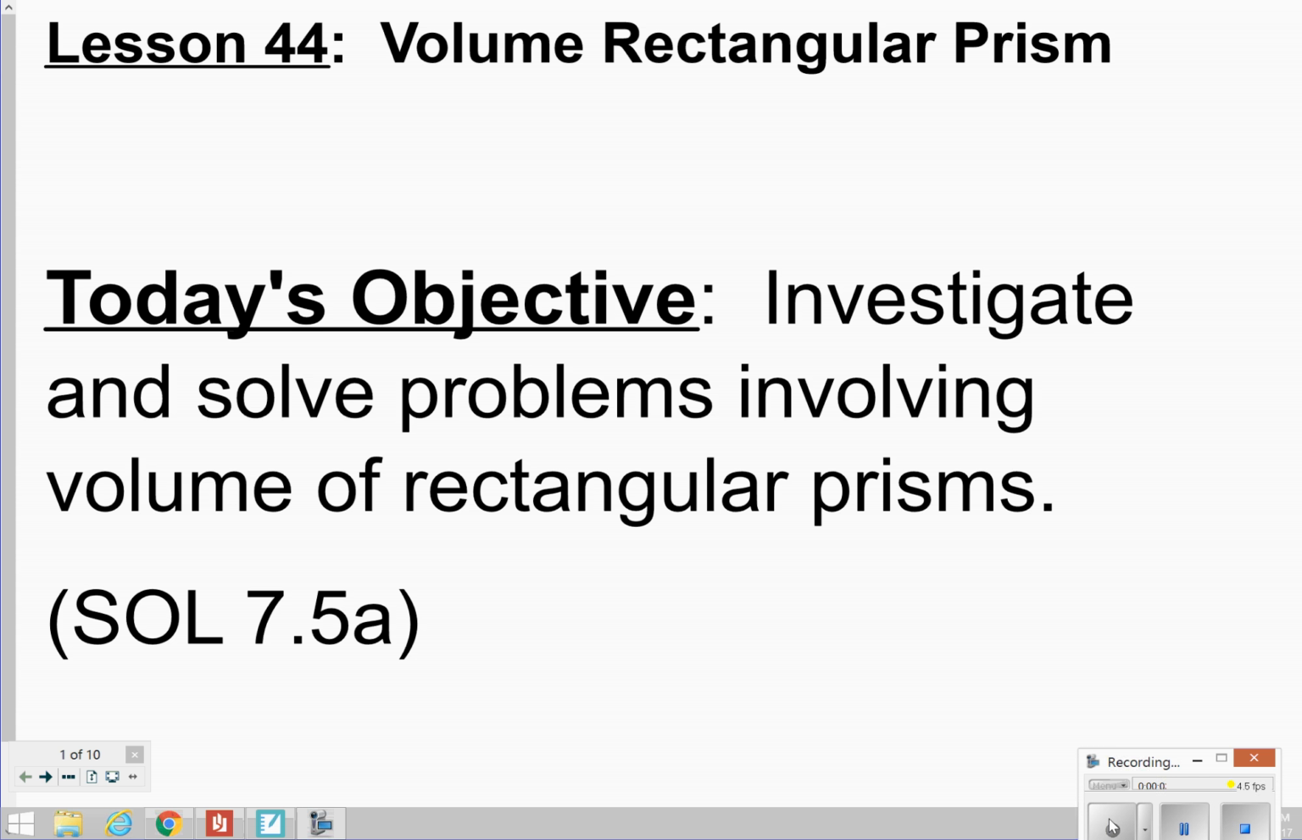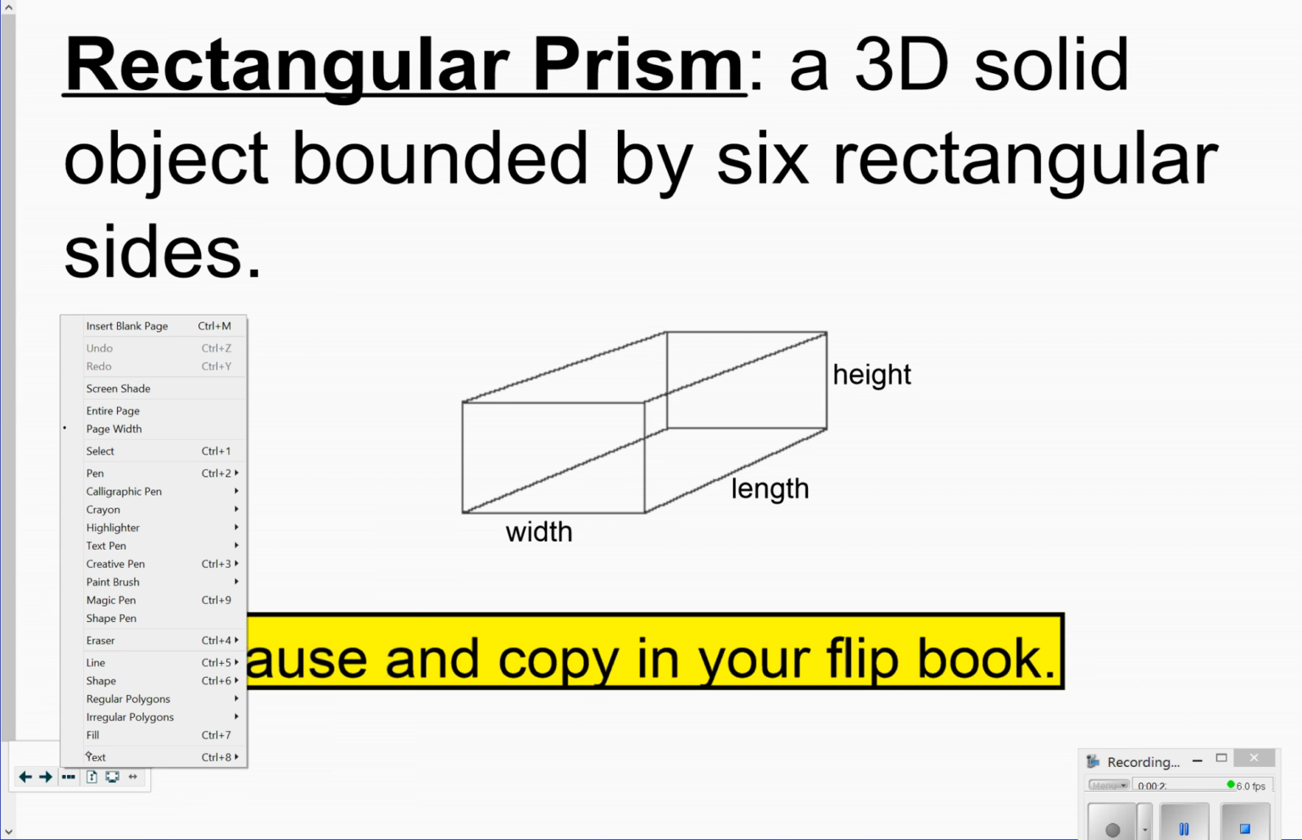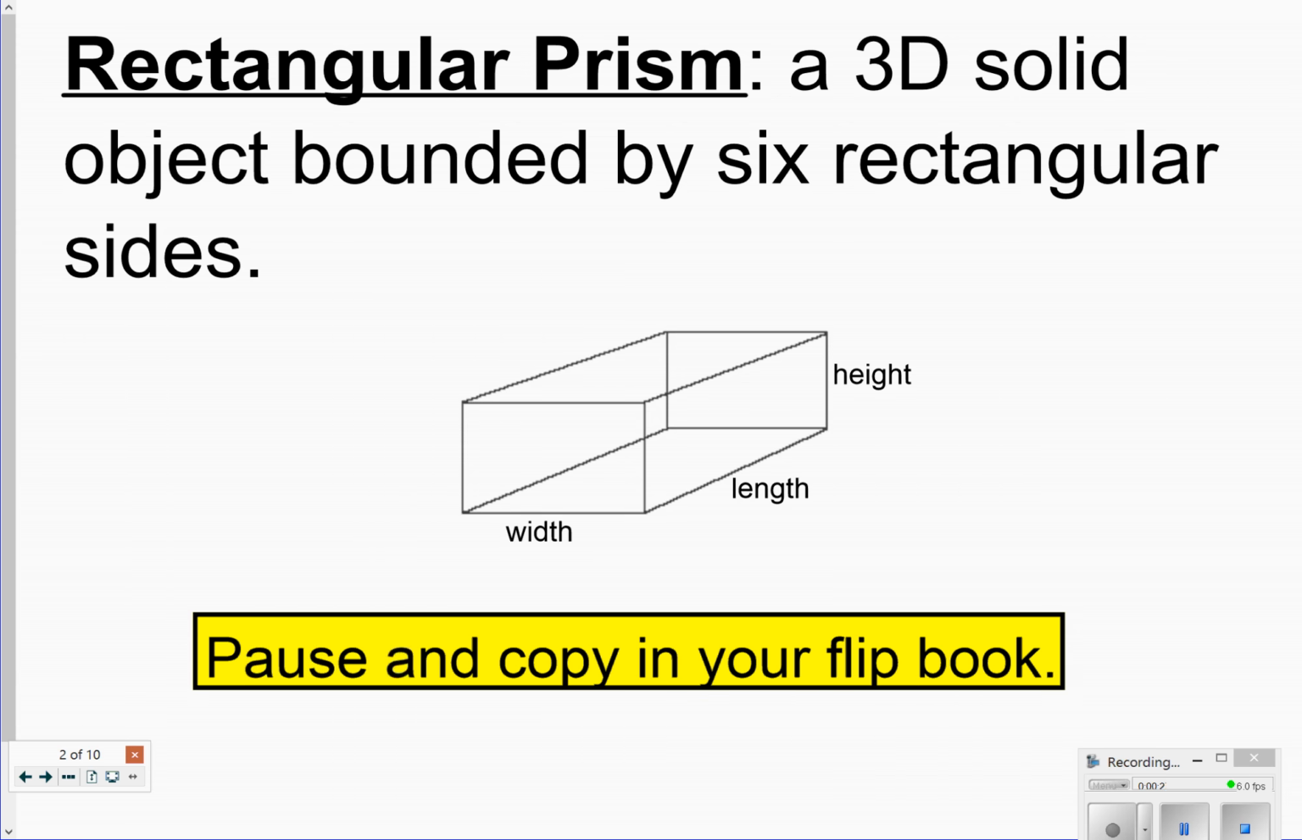Hi, welcome back. This is a lesson on finding the volume and identifying it for rectangular prisms. Let's get started. A rectangular prism is a three-dimensional solid shape that is bounded by 6 rectangular sides. That means that all of the faces of our rectangular prism are all rectangles.